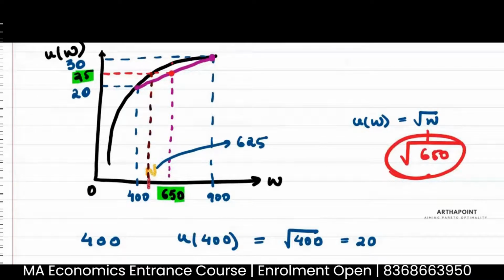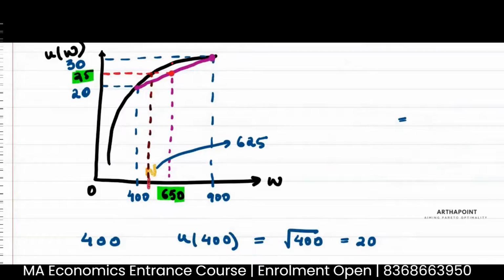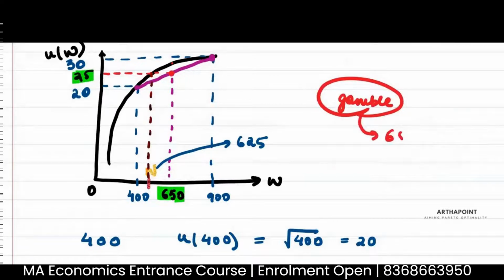Now try and interpret what I have done. I am saying that there are two things possible. Either you go ahead and you gamble with this entire game, whatever gambling is there. In that case, you make 650 on an average. In this case, my expected utility is 25.